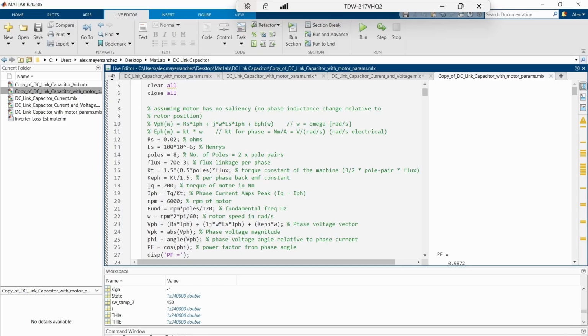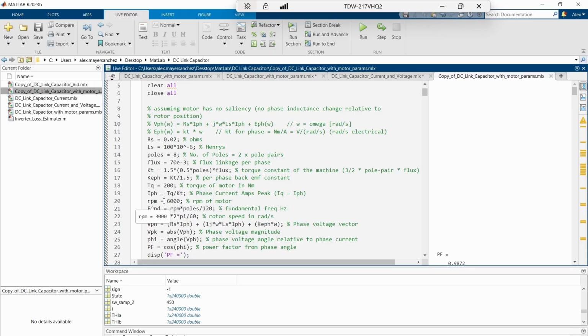So we're saying right now the torque of our motor is going to be 200 Newton meters. So then we calculate, okay, what phase current do we need for a torque of 200 Newton meters? We divide by the torque constant, and we get whatever phase current we need. And in this case, the phase current is equal to the Q-axis current, because there's going to be no misalignment between the Q-axis and the phase, assuming that we're not doing any sort of field weakening.